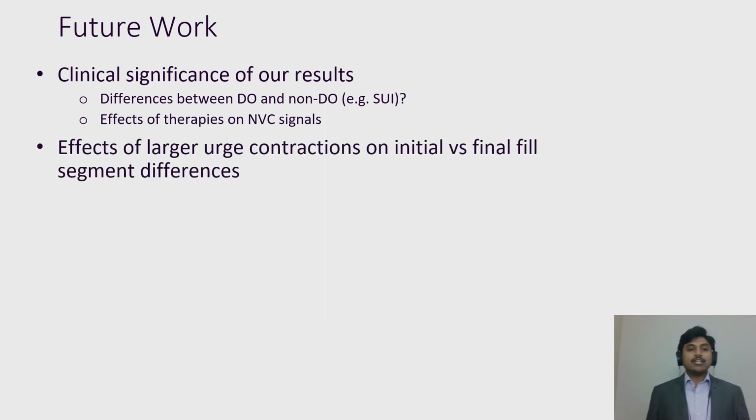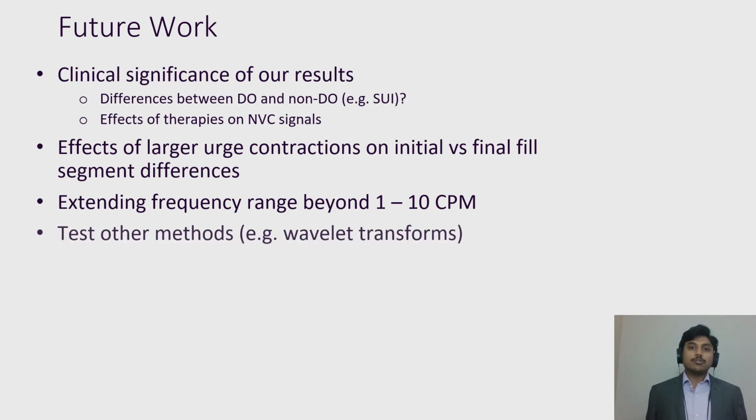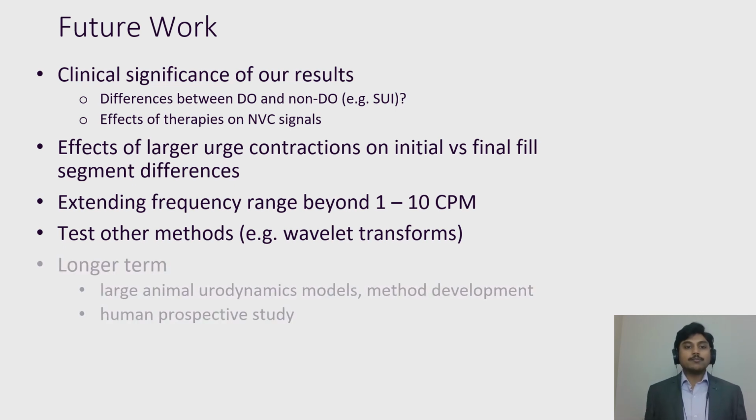We are examining the effects of larger urge contractions on their contributions towards initial versus final fill differences. We are considering extending our range of interest to beyond 1 to 10 cycles per minute. We are also testing other methods like wavelet transforms on quantification of these NVC signals, and in the long term we are hoping to develop large animal urodynamics models and even extend our workflow towards human prospective clinical urodynamic studies.